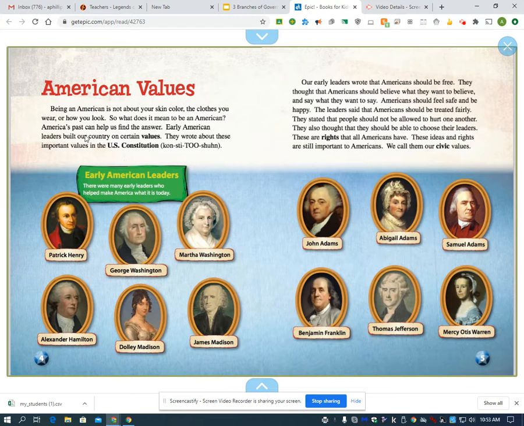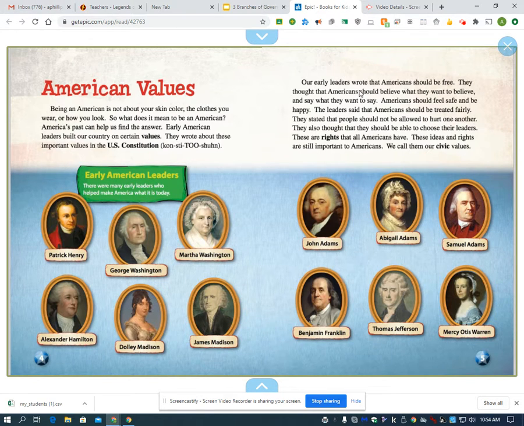American Values. Being an American is not about your skin color, the clothes you wear, or how you look. So, what does it mean to be an American? America's past can help us find the answer. Early American leaders built our country on certain values. They wrote these important values in the United States Constitution. So, this is some pictures of the early American leaders. There were many early leaders who helped make America what it is today.